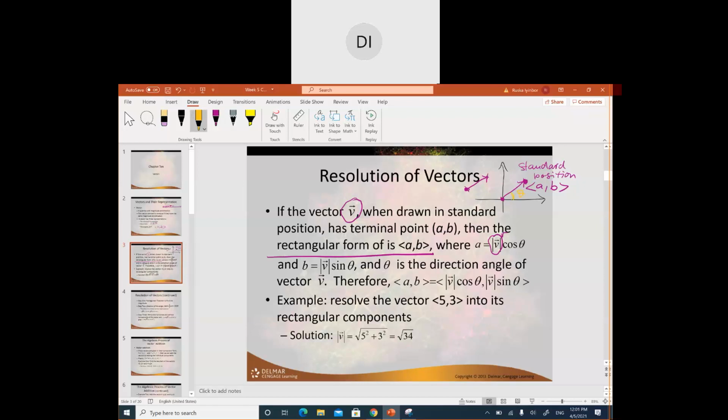And this length from here to here, I'm going to put it here, is the magnitude of the vector v. Okay? So pretty much we have the same formulas we talked about last week, right? We talked about polar and rectangular coordinates. So the formulas are absolutely the same, okay? Any questions so far before I do the example?